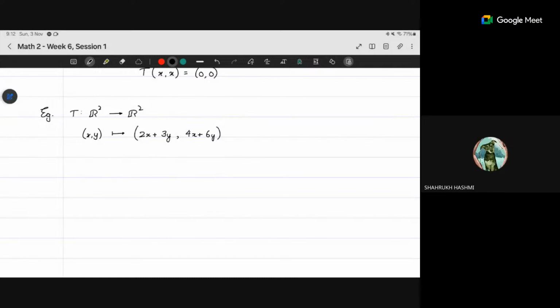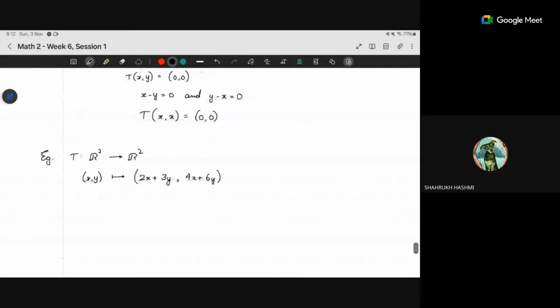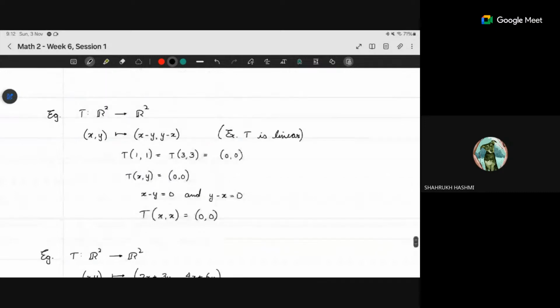Sir, I did not understand the previous example, sir. Okay. In the previous example, your function is x y goes to x minus y, y minus x, right? I want to see if it is injective. The straightforward way to check it is, if your claim is that it is not injective, you have to come up with two different vectors which map to the same vector. That would contradict injectivity, yes? Yes, sir. The candidate that was suggested was 1, 1 and 3, 3. So T of 1, 1 is the same as T of 3, 3, which is 0, 0.